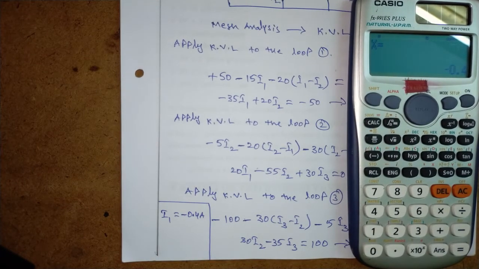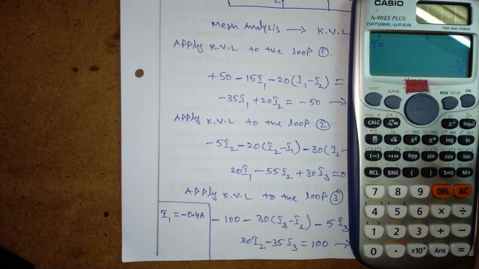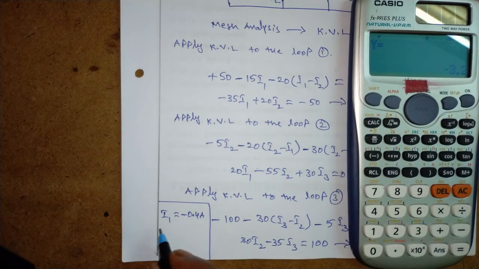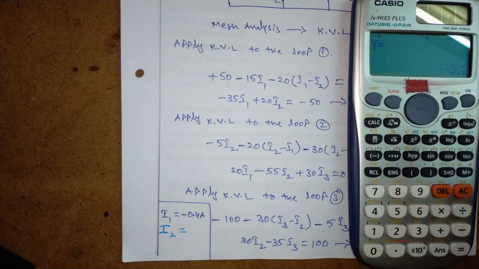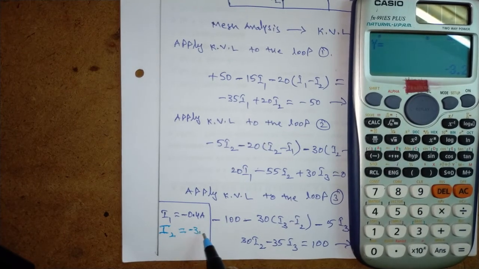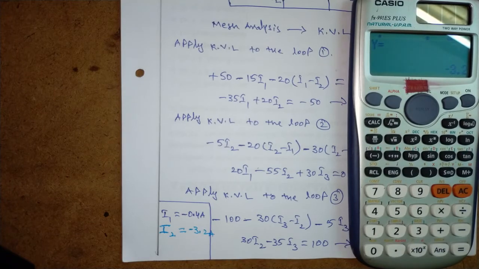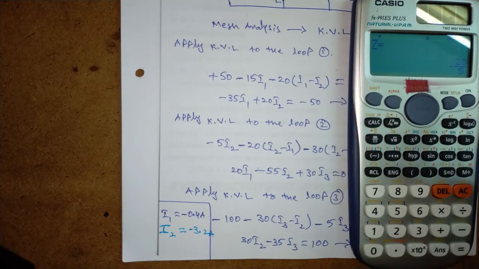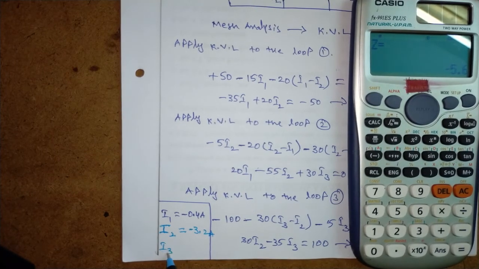Next, press equal to, we get y is equal to minus 16 by 5, that is, I2 is equal to minus 3.2 amperes. Next, press equal to, we get z is equal to minus 28 by 5, that is, I3 is equal to minus 5.6 amperes.